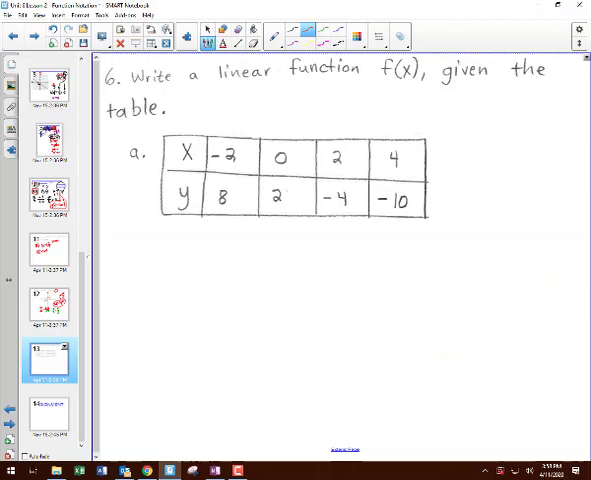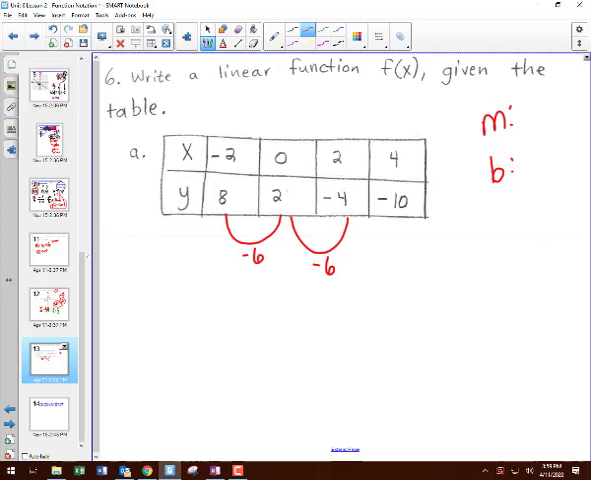Okay, final example. Write a linear function given the table. We're just kind of going through things here. Same thing, we need an m and we need a b. Slope first. Change of the y's. How does it change from 8 to 2? Well, the difference is 6. Is it going up or going down? Is it a positive change or a negative change? In this case, it's a negative change. We're going down. And then we better check ourselves. 2 to negative 4, well, that's a negative 6.